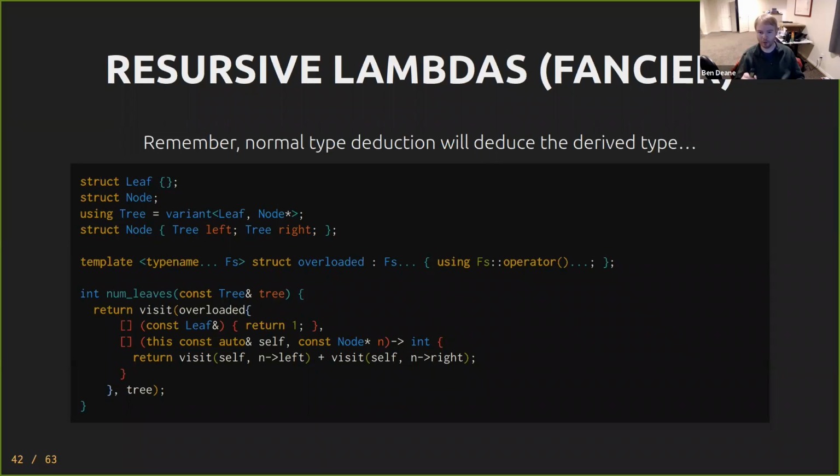However, let's think about what type is deduced in the second lambda here. Well, it's not a node star, it's the overloaded, right? Because it's the most derived static type. So it's not a node star, obviously, because the node star is second, but what's deduced for the self type is not the lambda, I should have said, not the closure object that is the lambda, it's the overloaded that derives from it. And so we can call visit again on self, which is an overloaded thing. And it's this mutually recursive formulation.